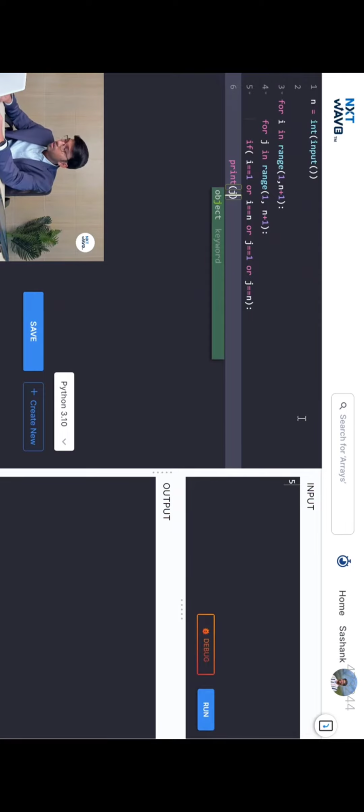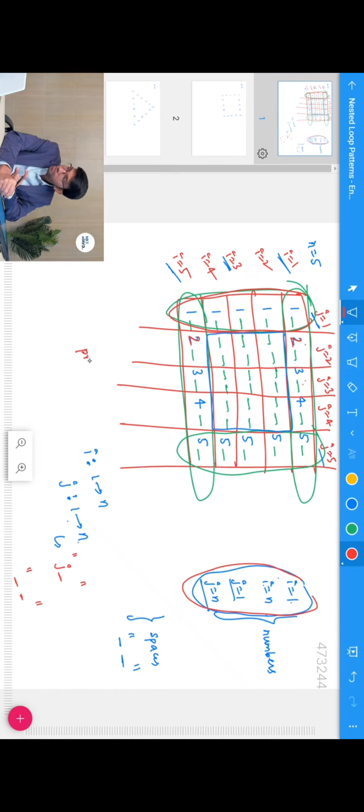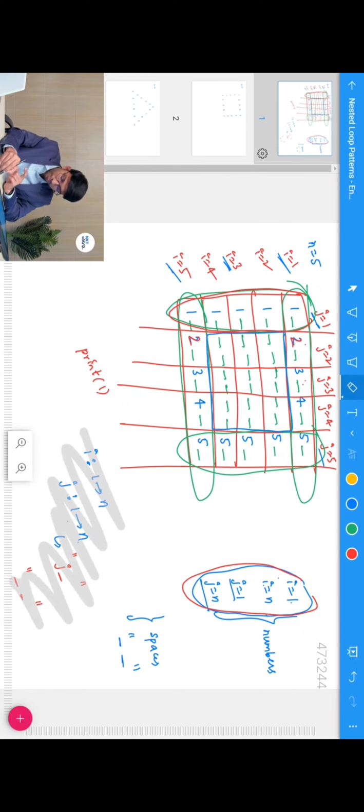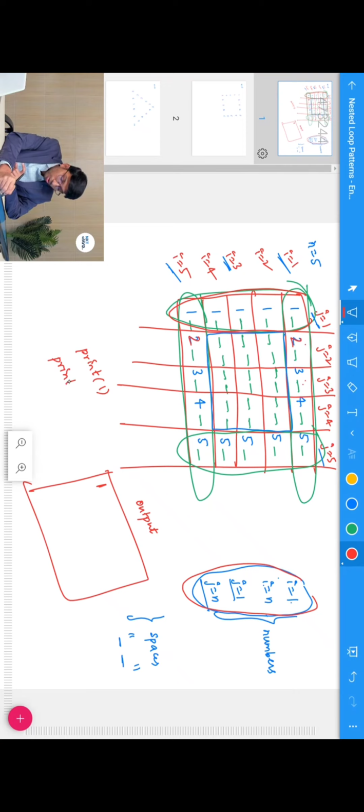So what we'll do is we'll print j. Now if I just write print of j, I can also print a space. So if I do that, what happens is my cursor will move to the next row. If I just write print of 1, what happens? If this is my output console, if I just write print of 1, initially 1 will be printed and the cursor will move to the next line. So if I print 2, 2 will be printed in the next line. But here I want 1 and 2 in the same line.